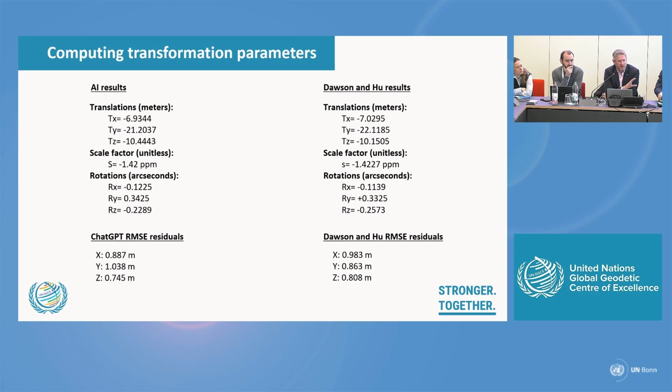On the left-hand side, you can see the AI results once it had had a couple of steps of training. And as you can see, if you jump straight to the bottom, the RMS residuals were 0.88, 1.0, and 0.75. So they're in the same range. The interesting thing is if you look at the rotations, they are going in different directions. And as Zahir will know, this is an Australian problem, that you can either rotate coordinates around the frame or the frame around the coordinates.